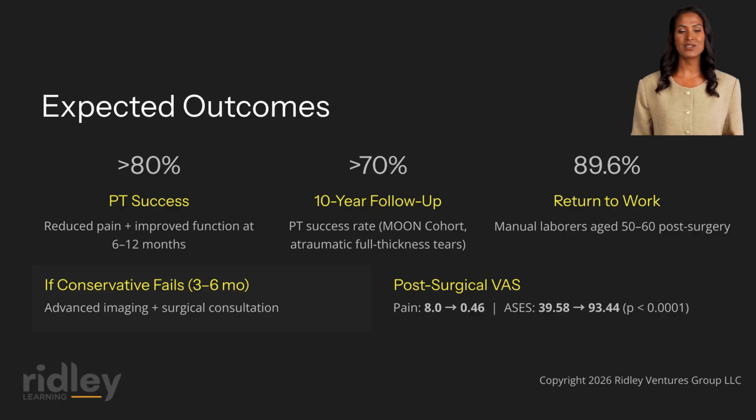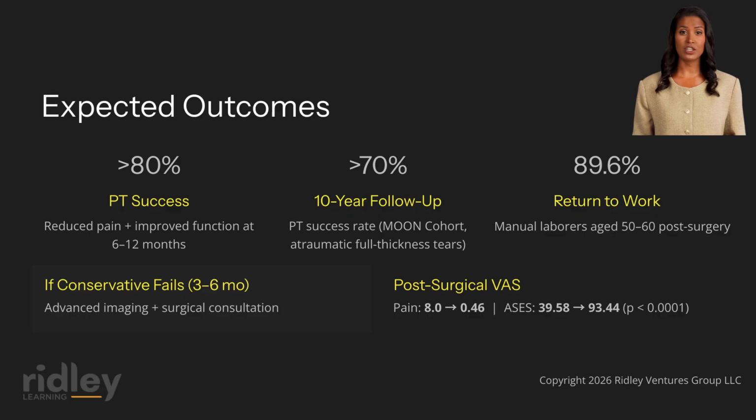The expected prognosis for this construction worker is favorable with continued structured rehabilitation. More than 80% of patients receiving supervised physical therapy report reduced pain and improved function at 6 to 12 months, and at 10-year follow-up from the Moon shoulder cohort, physical therapy was successful in more than 70% of patients with symptomatic, atraumatic full-thickness tears.